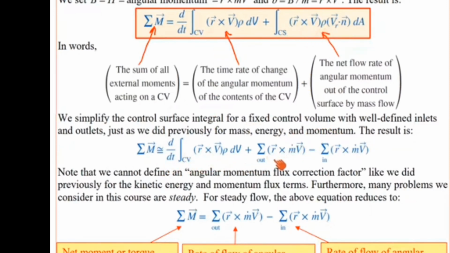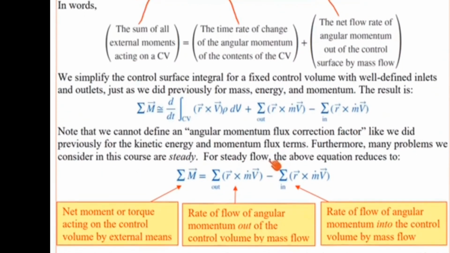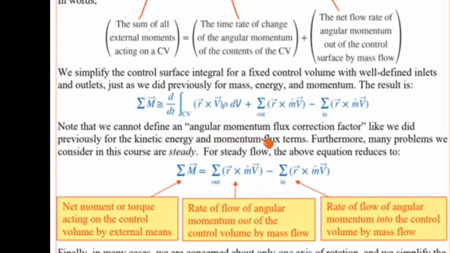I'll drop the subscript R. We're also considering only fixed control volumes from now on. Here's the result. The second term is the same, but the third term here is written as a summation over outlets minus inlets, as I pointed out previously. Signs take care of themselves: at outlets, V and n are nearly in the same direction, and therefore these are positive terms, and at inlets they are negative terms.